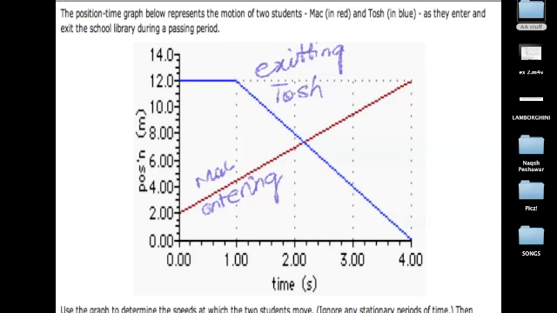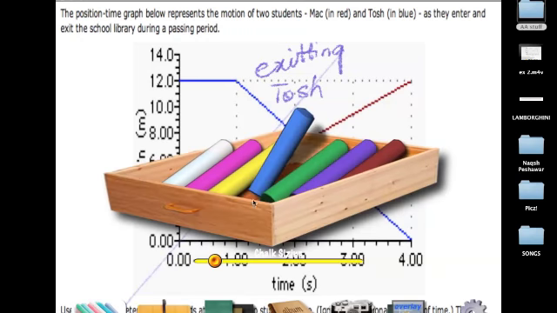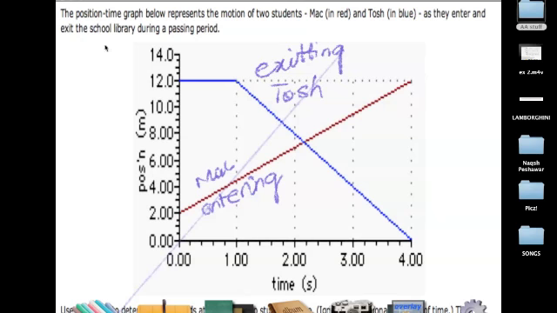Okay. So use the graph to determine the speeds at which the two students move. This is a position time graph, and the question says use the graph to determine the speeds at which the two students move. Let me just increase the brightness, and let me change the color. First of all, we have to find the speed at which both of them move. So first, finding the speed of Mac.